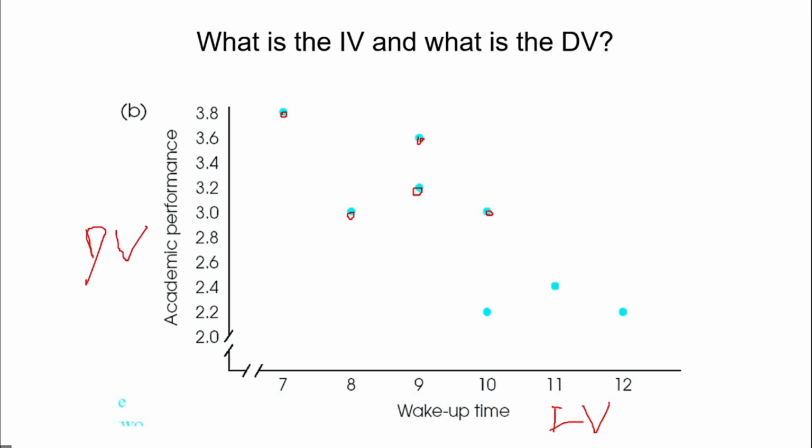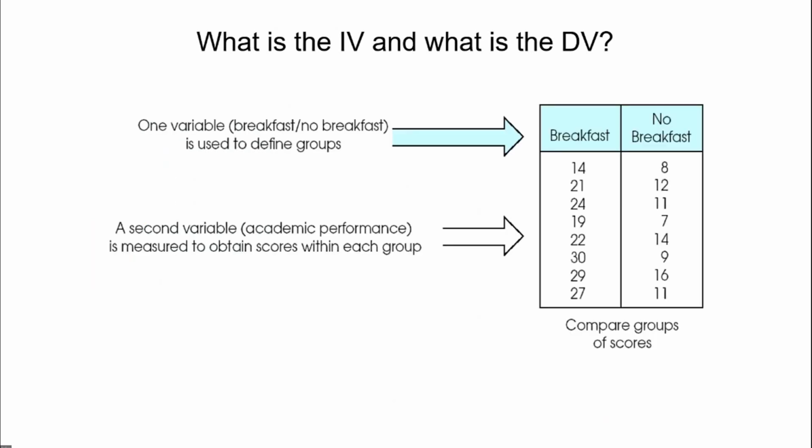And often when we see scatter plots, it's a convention to draw it this way, where the independent variable is on the x-axis, the dependent variable is on the y-axis. All right, what about this table? We've got two variables. We've got breakfast versus no breakfast, and then we have another variable, some type of scoring, which is their scores listed below.